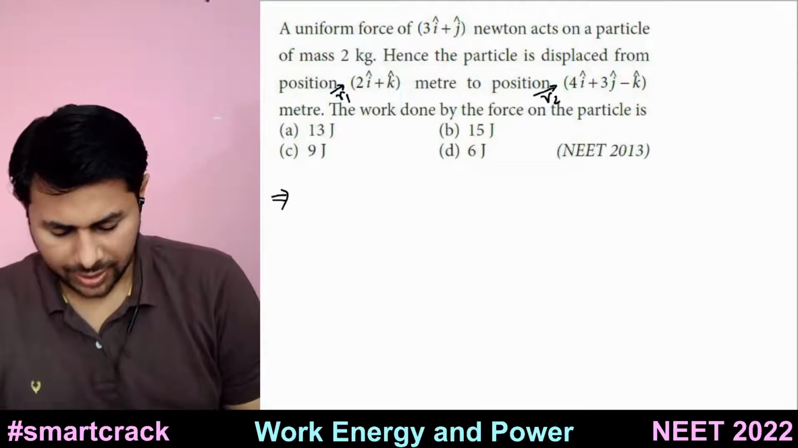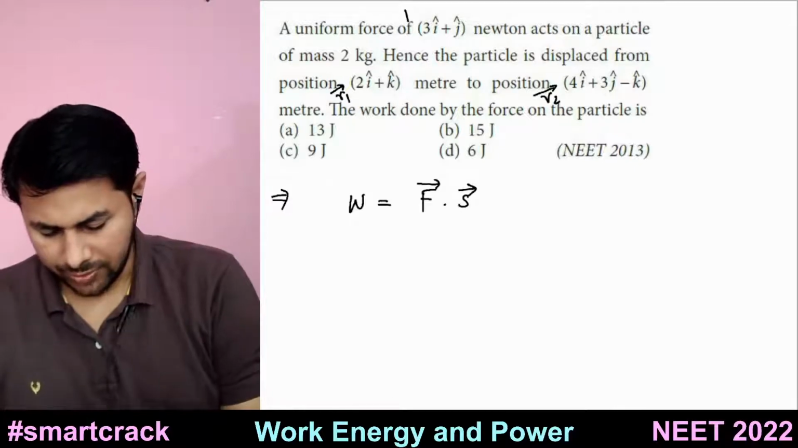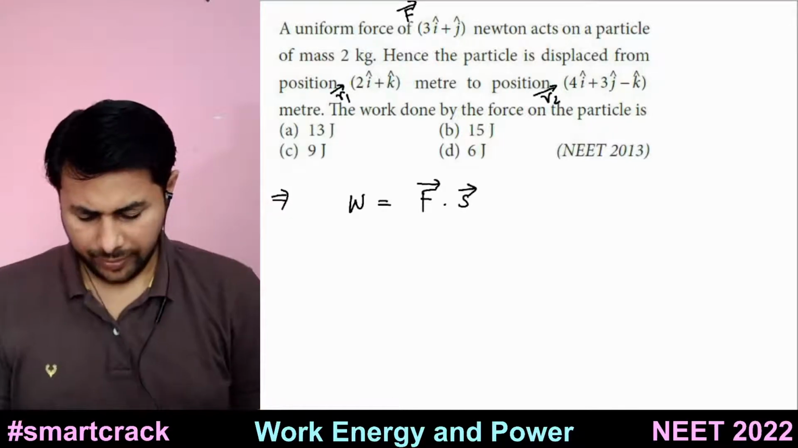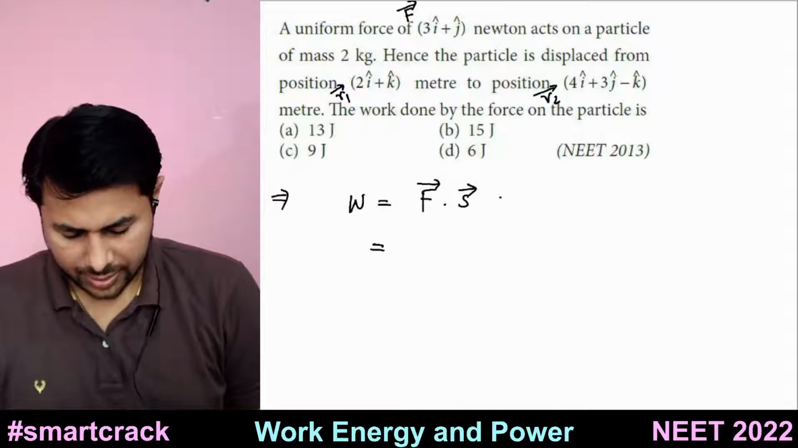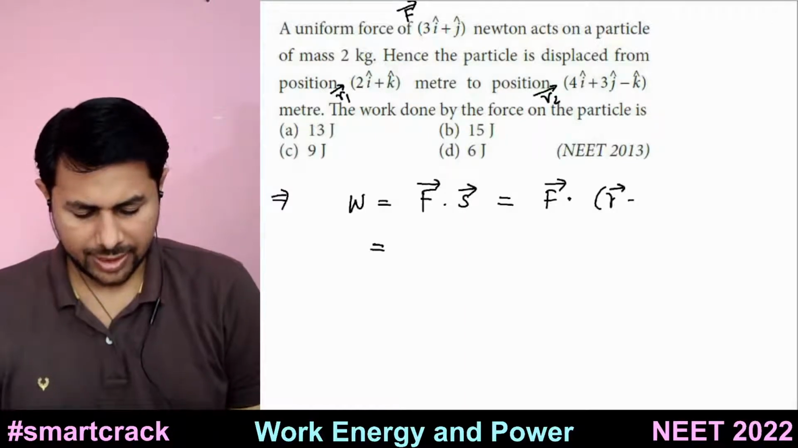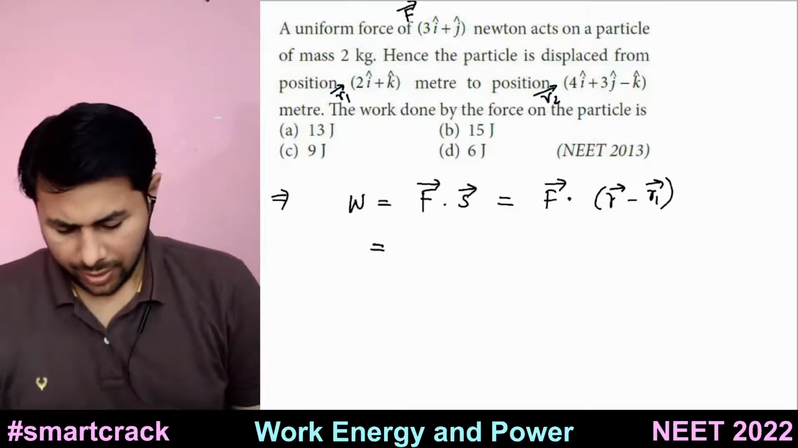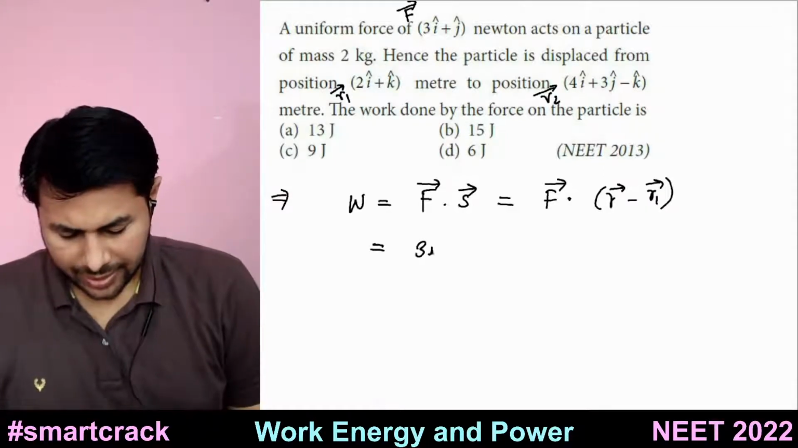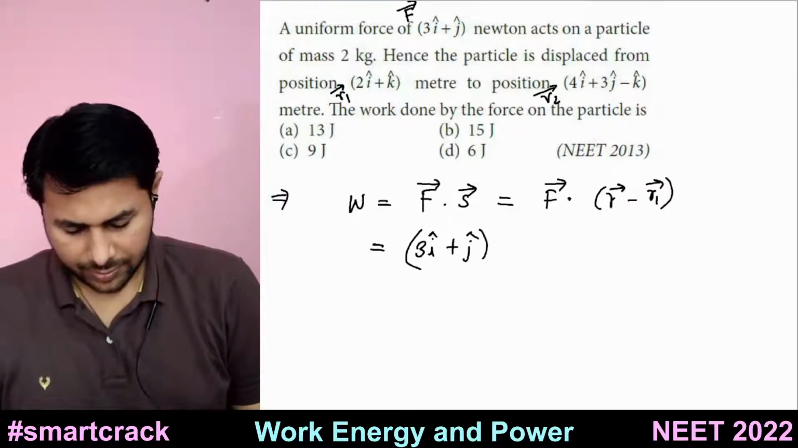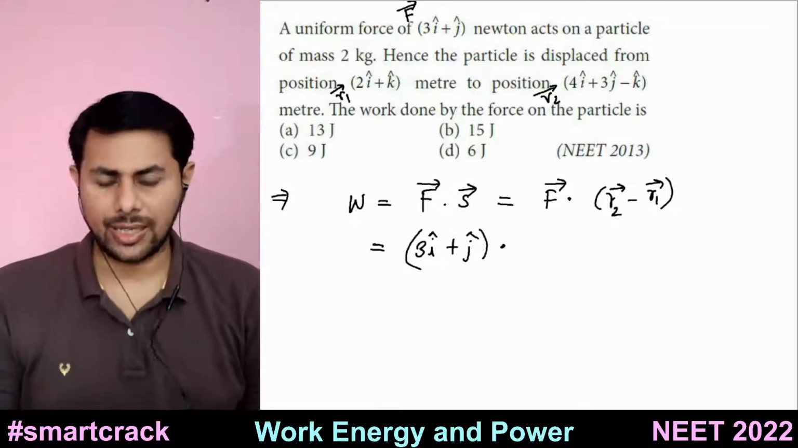Let's solve it once again. So what is work? It is the dot product of force and displacement. So this is the force. That is equal to the dot product of force with the final position vector minus the initial position vector. Force is 3i cap plus j cap, dot displacement is r2 bar minus r1 bar.